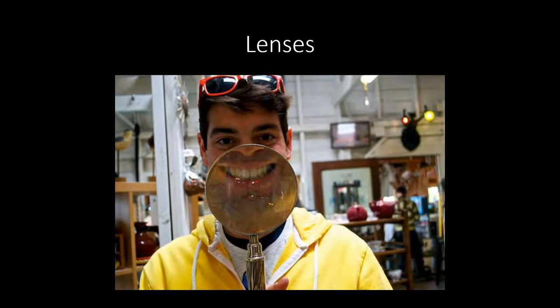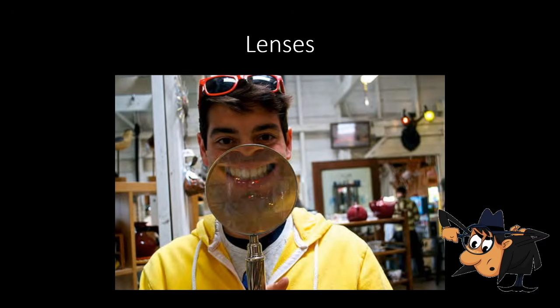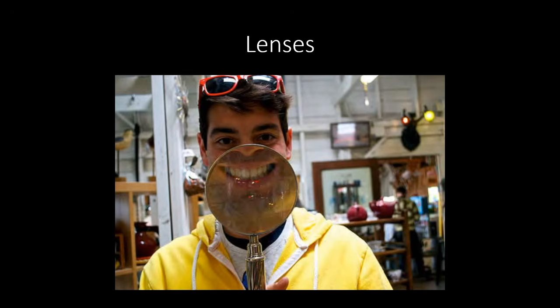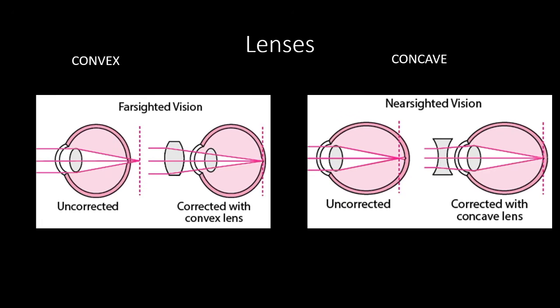The last section for light is lenses. A lens is able to either refract light or to focus light. We have two different types of lenses that a person could use if they have a sight issue. We have convex lenses, which are used for far-sighted vision.